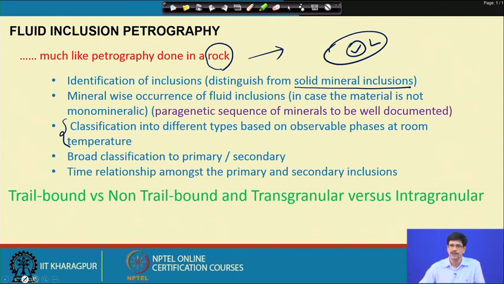That means, for example, only a liquid plus vapor biphase inclusion or only a pure carbonic inclusion. It is always the rule rather than the exception that a host mineral will have varied types of inclusions, and it is essential, before we conclude the fluid inclusion petrography, that we classify them into different types like type 1, type 2, type 3 and type 4, based on their room temperature phase assemblage and composition.